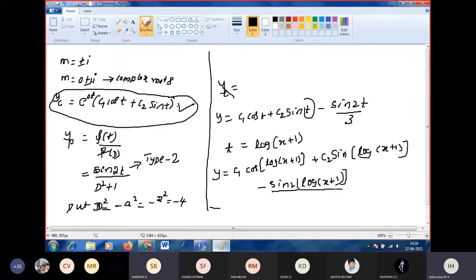divided by 3. Sometimes they will give log m^n, that is n log m, and that too can be taken here. So 2 log(x+1) can also be written as log of (x+1) whole square. Clear? Is there any doubt? If you have doubts, you can clarify them.